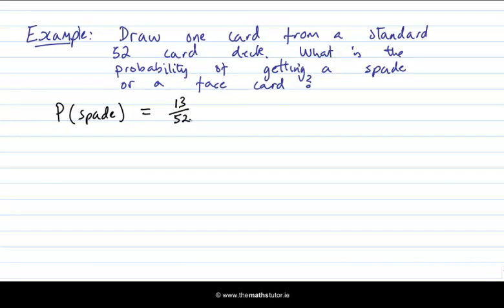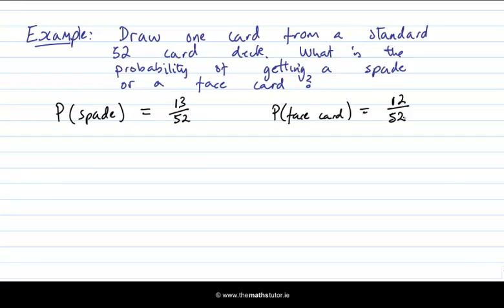And how many face cards are there? Well, the probability of getting a face card, so how many face cards? Well, each suit has 3 face cards, right? So face cards are Jack, Queen, or King. So we have 3 face cards in each suit, and there are 4 suits, so there are 12 face cards. So the probability of getting a face card is 12 over 52.